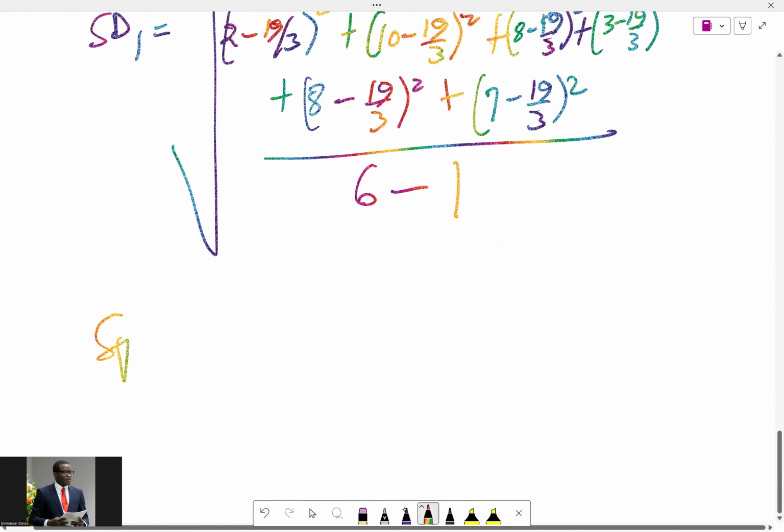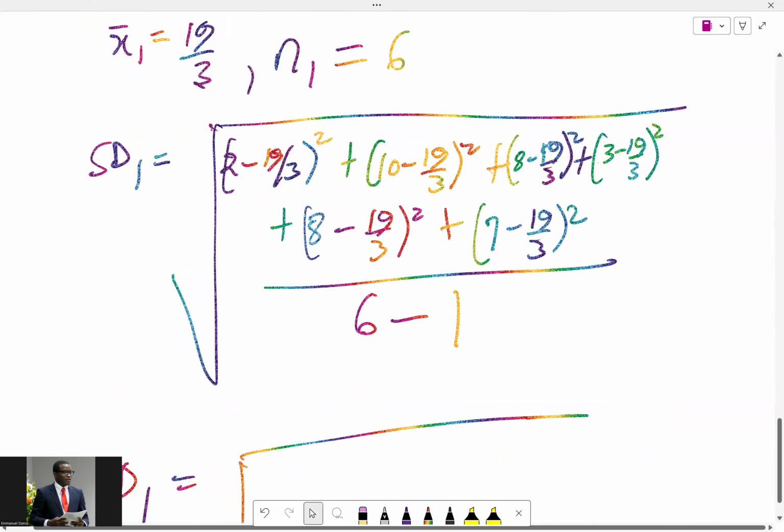So let's see how that goes. Let's see if we can just get that directly. The square root of, okay, I'm just going to do that top directly to save time. So get used to your calculator. I keep preaching that. That's really important. So we have 2 minus 19 divided by 3 raised to power 2. Okay, so then plus the next is 10 minus 19 over 3 squared.